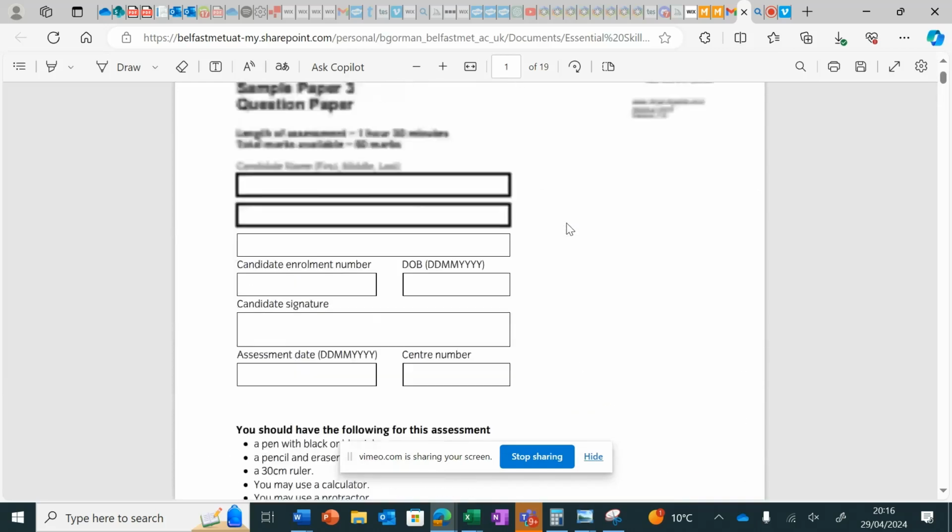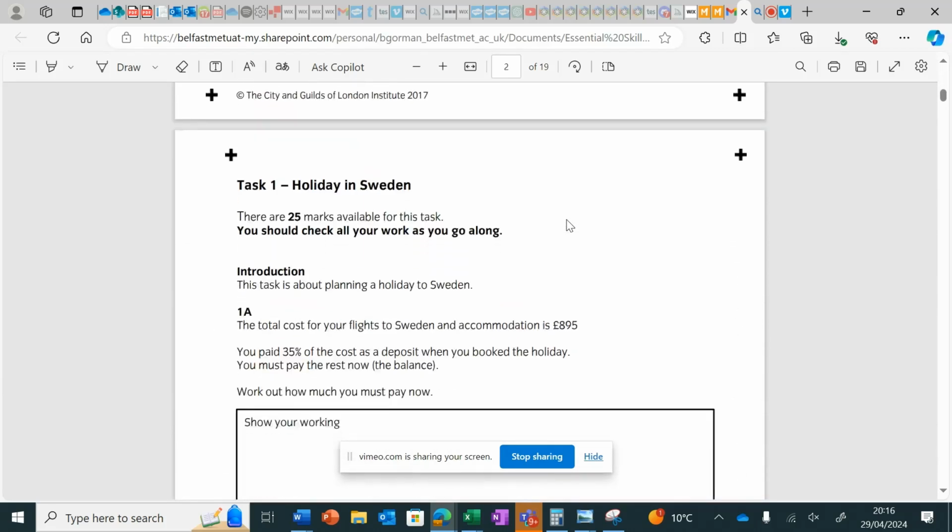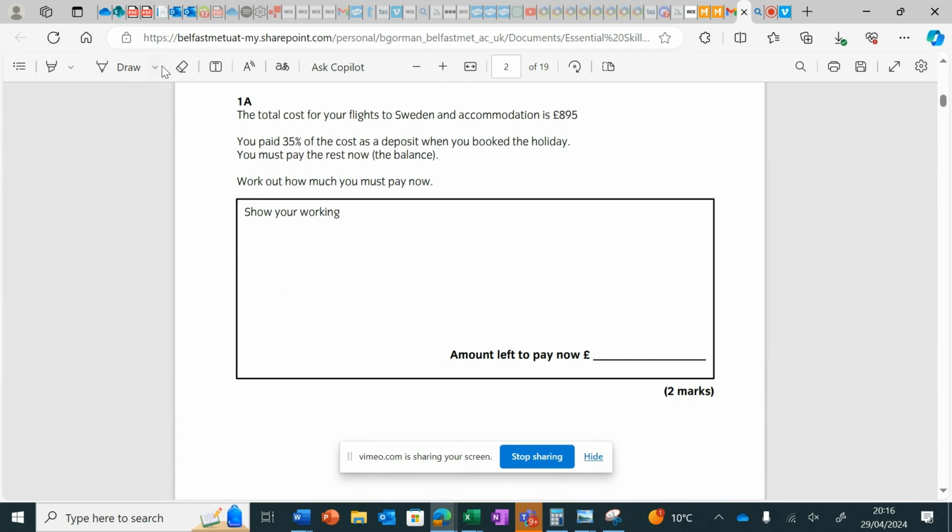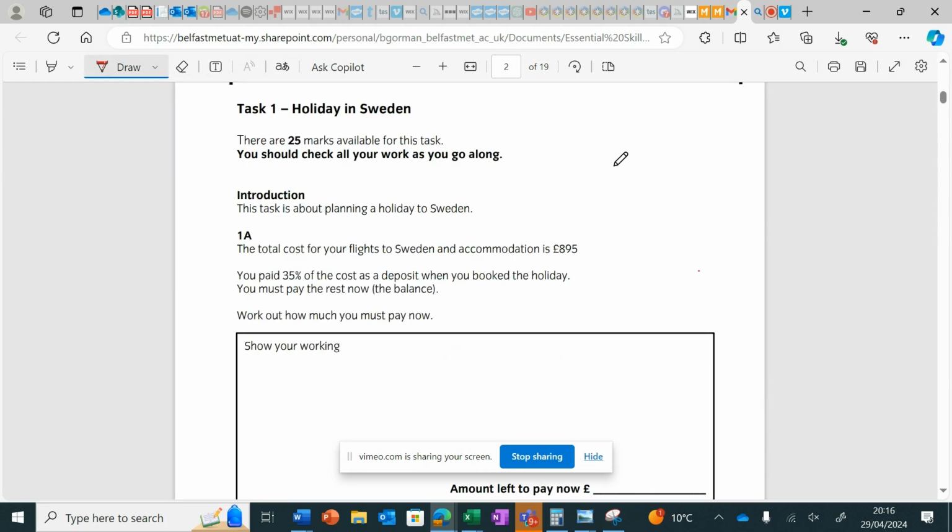On sample paper 3, level 2. So let's begin. Let's get a pen here. So the first question is about a flight competition.